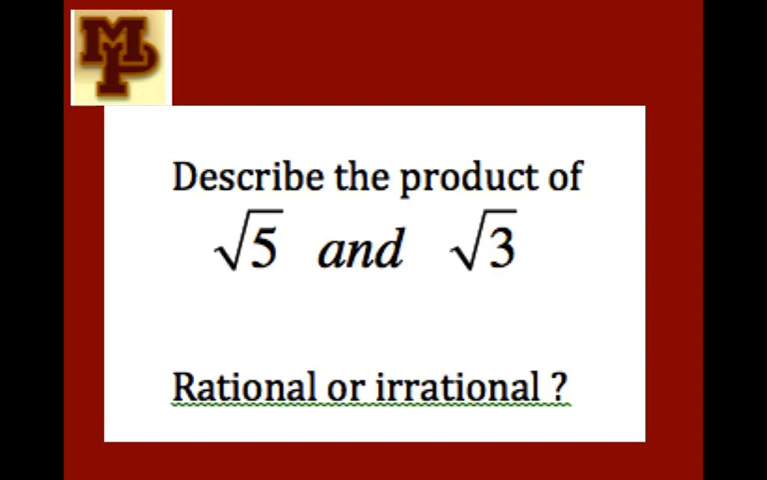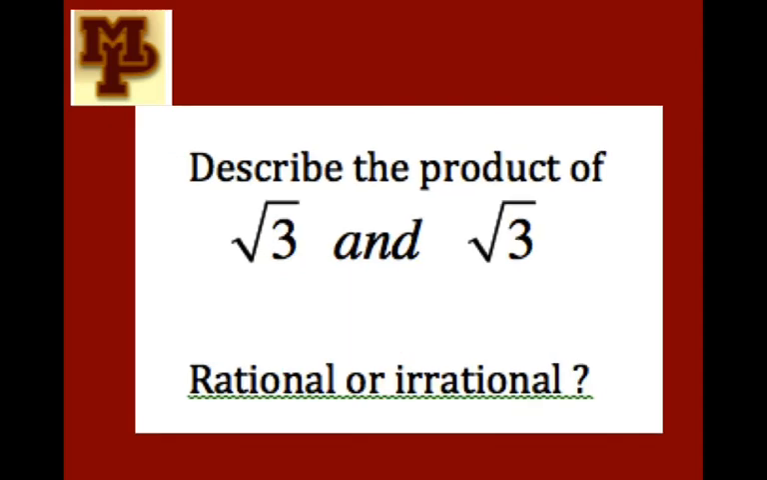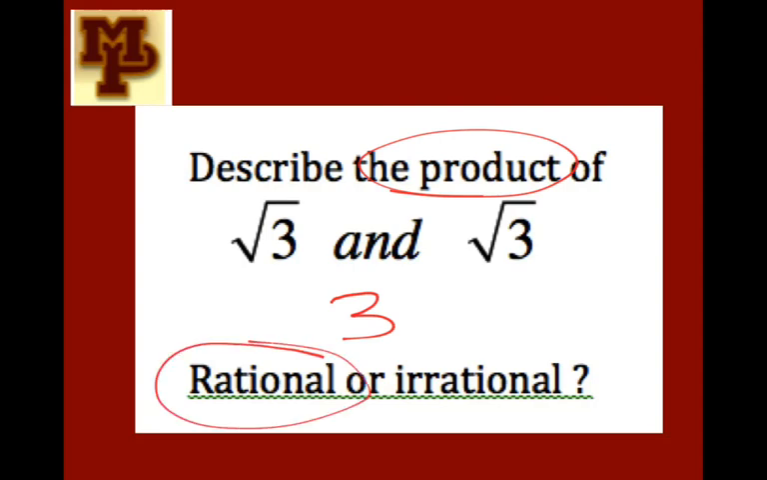And then what we want to do here is describe the product of radical 5 and 13. So that would be them multiplied together. So that would be square root of 15. And that's irrational because that's not a perfect square. So I think the rest of these is pretty much repetitive. So radical 3 times radical 3 is equal to 3, and that's rational. So I think we're in good shape. Good luck.